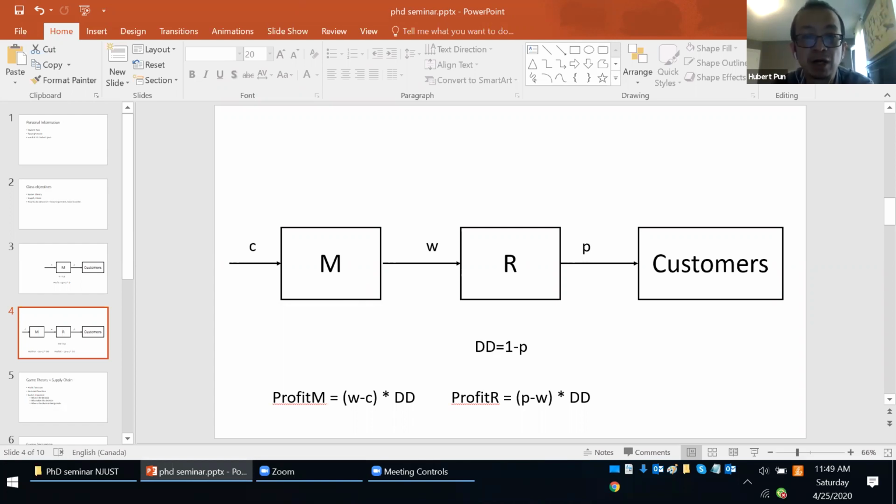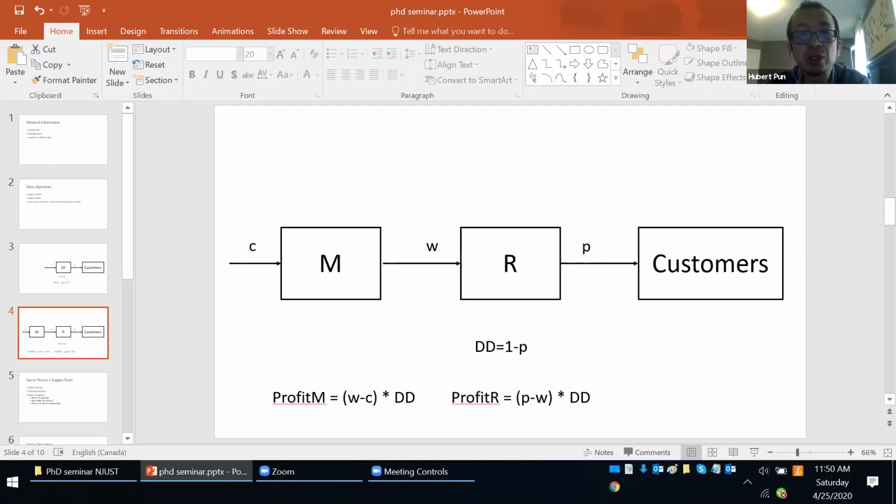It can be a factory going to a manufacturer, to a distributor, to a retailer, and then to a customer, and so on and so forth. So today I just want to approximate it with a two-tier supply chain. Let's say a manufacturer produces a product at a production cost of C, and then the manufacturer sells the product to the wholesaler, to the retailer, at a wholesale price W. And then the retailer uses this product and sells to the customer at price P.